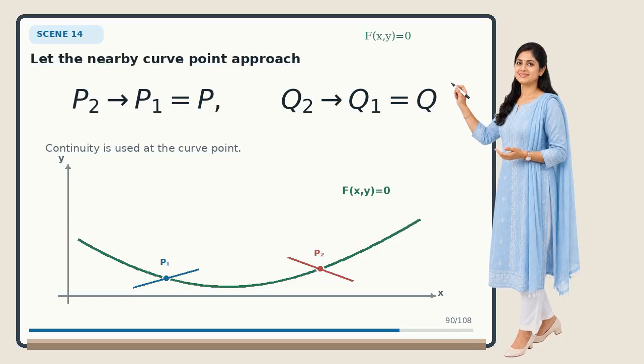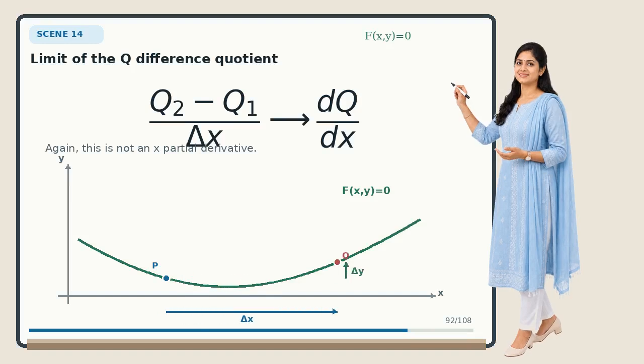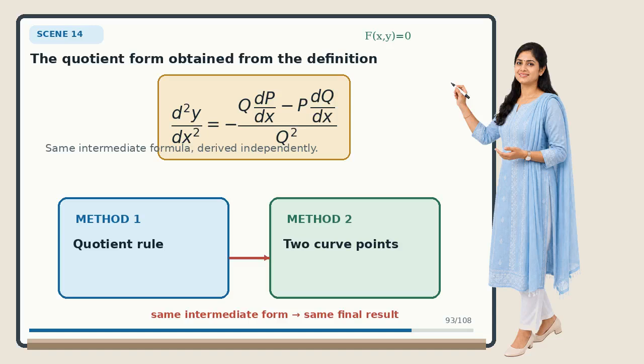As delta x tends to 0, delta y also tends to 0. Therefore the second curve point approaches the first, and p2 approaches p while q2 approaches q. Because both p-values are evaluated at curve points, this difference quotient tends to the total derivative dp by dx along the curve. Similarly, the q difference quotient tends to the total derivative dq by dx along the curve. Look carefully, the two-point limit has produced exactly the same expression that the quotient rule produced in method 1.